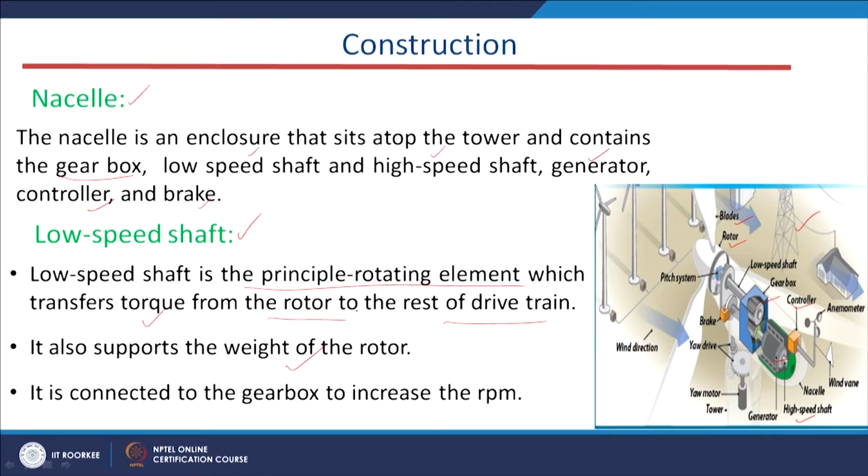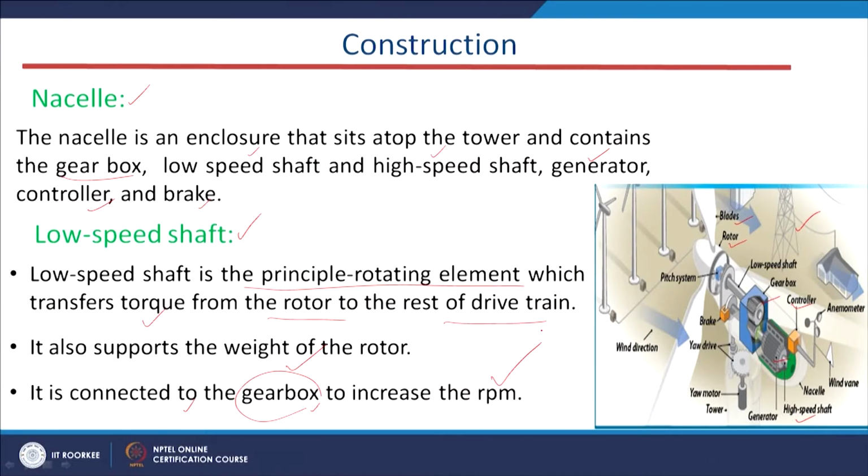That is what it does, and it also supports the weight of the rotor. The third function is that it is connected to the gearbox to increase the RPM of the generator. This is very important. This low speed shaft is connected to the gearbox to increase the RPM of the generator. That is another function of this low speed shaft.